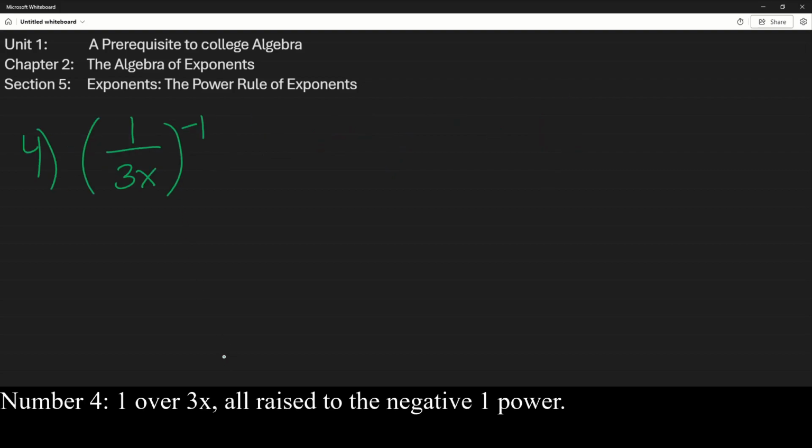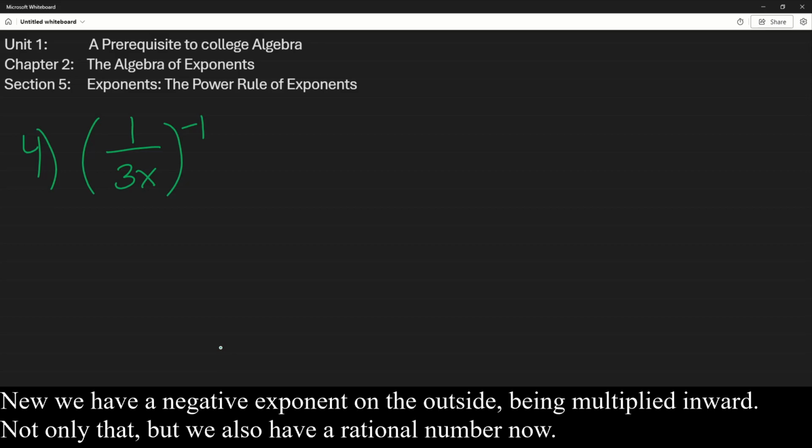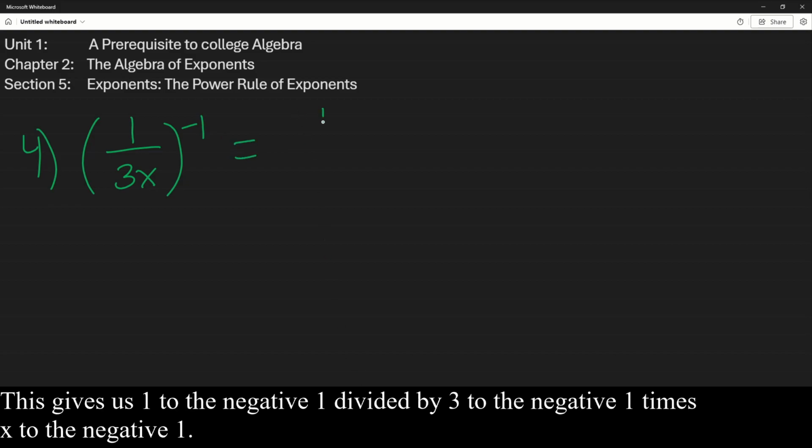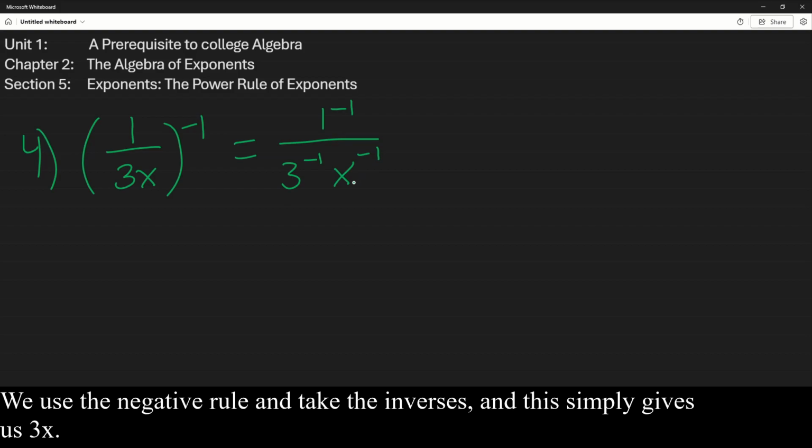Number 4, 1 over 3x all raised to the negative 1 power. Now we have a negative exponent on the outside being multiplied inward. Not only that, but we also have a rational number now. Just like in the last example, we multiply the outside exponent into all of the exponents inside. This gives us 1 to the negative 1 divided by 3 to the negative 1, x to the negative 1. We use the negative rule and take the inverses, and this simply gives us 3x.